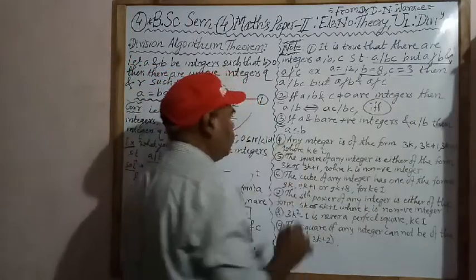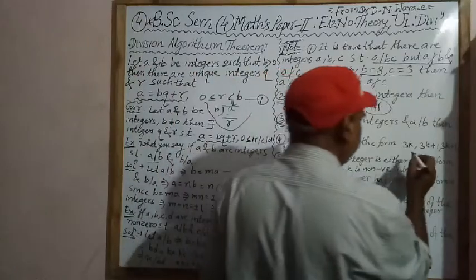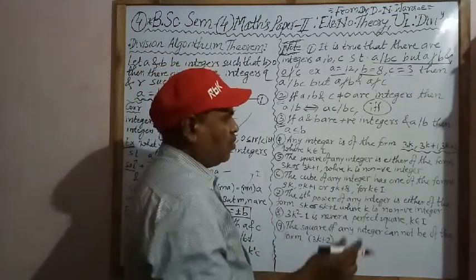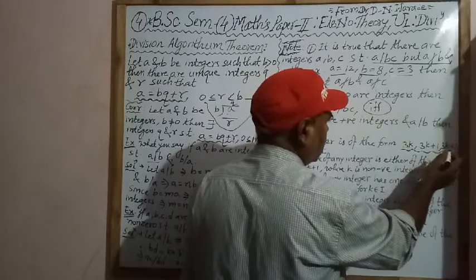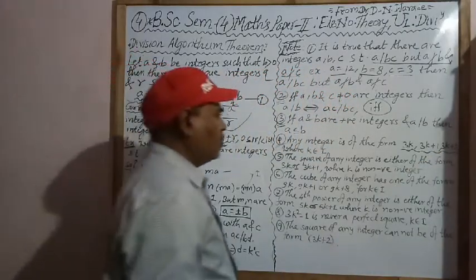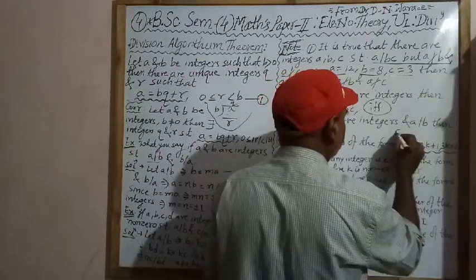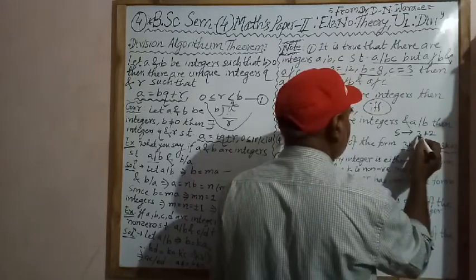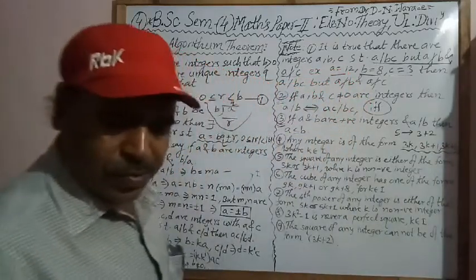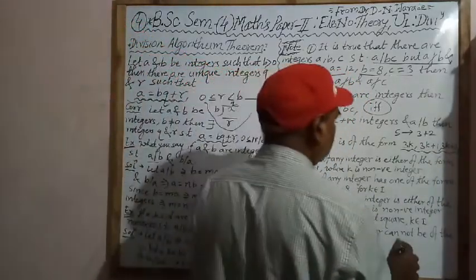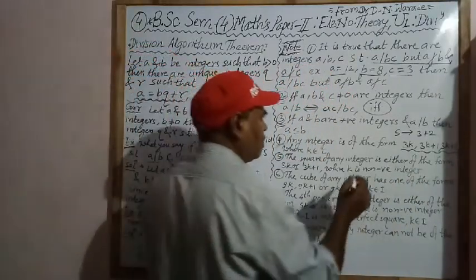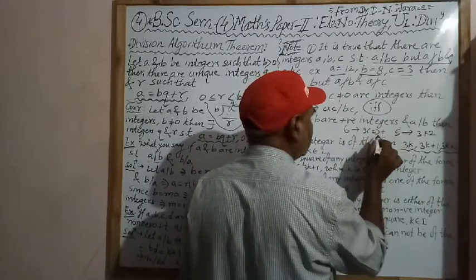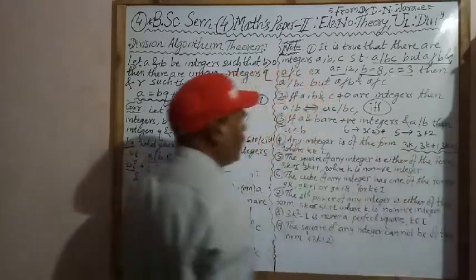Next, fourth: any integer is of the form 3k, 3k plus 1 or 3k plus 2, where k belongs to integers. You take any integer, 5, therefore it is of the form 3k plus 2. Now 5 can be written as 3 plus 2, or we can write 3 into 1 plus 2. If we take the integer 6, then we have here 3 into 2, therefore it is of the form 3k, like this.